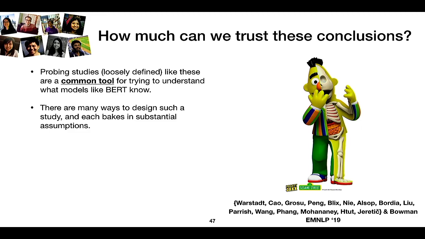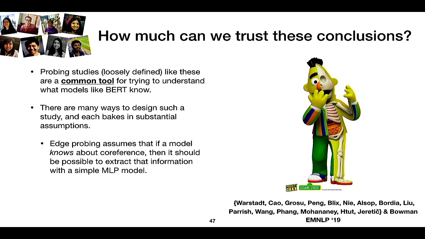The experimental designs that go into studies like these tend to make a number of pretty strong assumptions about the models we're studying. To give a fairly straightforward example, the edge probing methods that we use to make claims about how well these models know part of speech or parsing or coreference were based on the assumption that if these models are implicitly doing something like part of speech tagging or coreference resolution, it should be possible to read that information off with a very small MLP model, essentially a linear model. And there's really no reason to believe that should be the case. It's not a crazy assumption, but it's not an obviously valid assumption either.